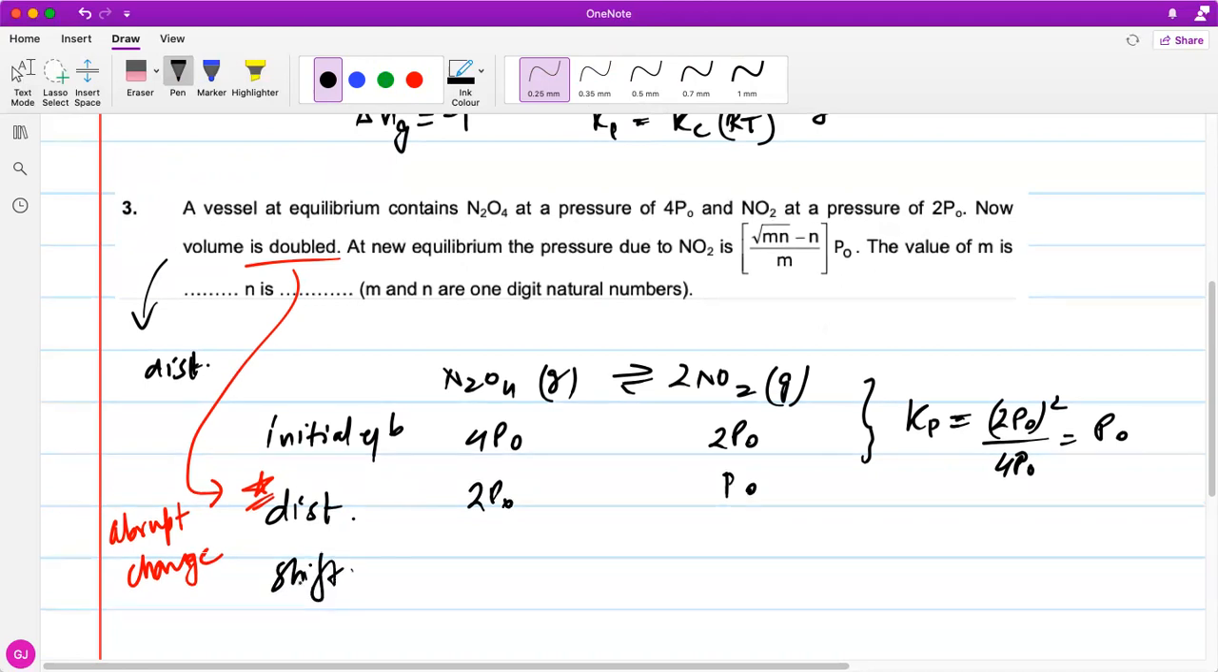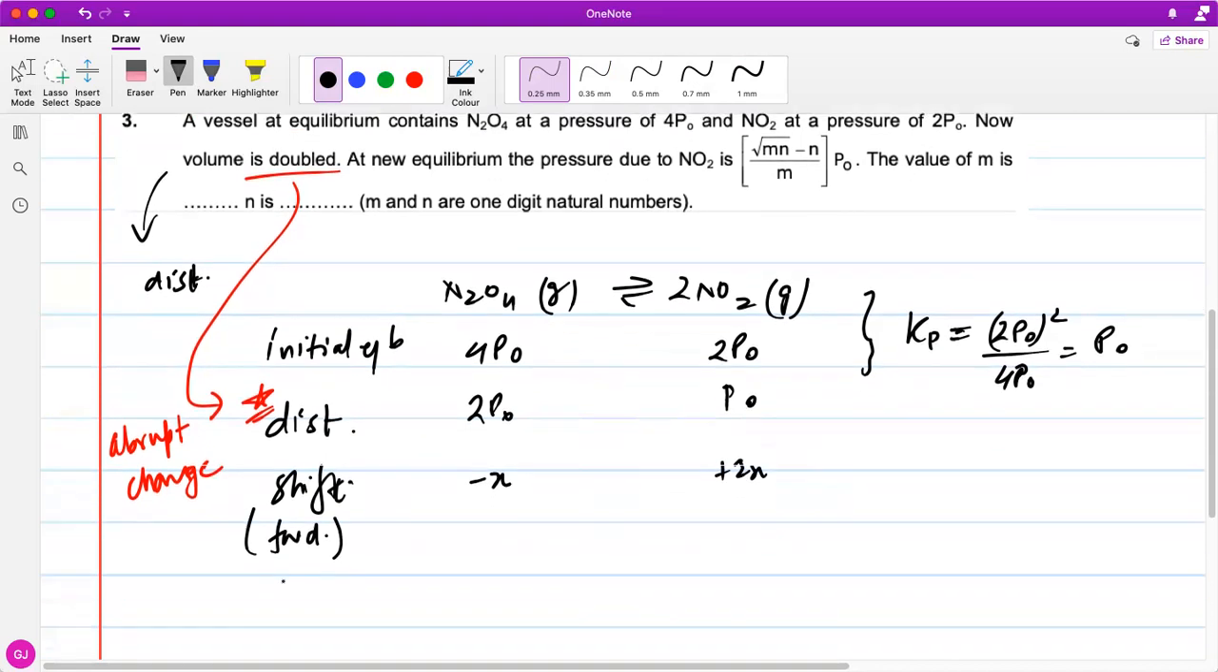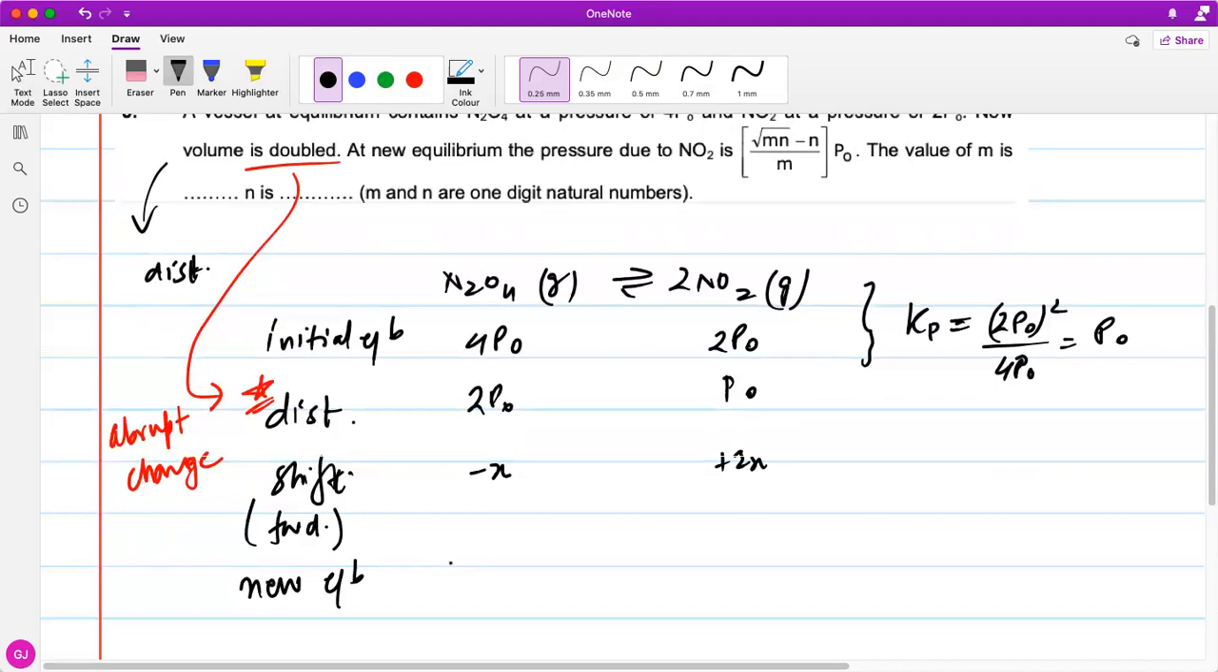As a consequence, shift happens. Now, in which direction would the shift happen? That is something which we can analyze subjectively or numerically, using the relationship between Q and K, like Qp or Qc. Or subjectively, we can say volume is doubling, pressure is decreasing, so the equilibrium shifts towards more gaseous moles, which is the forward direction. So here -x and +2x is the shift that happened. As a consequence, the new equilibrium got attained, which is 2P0 minus x and P0 plus 2x.